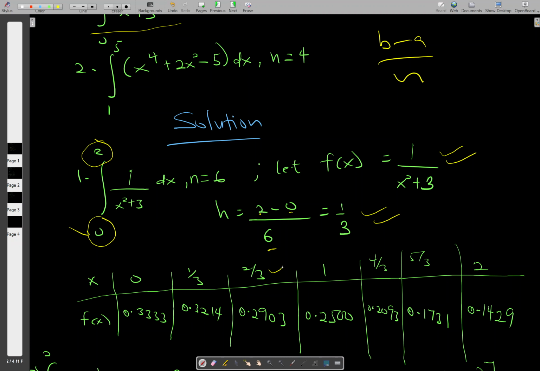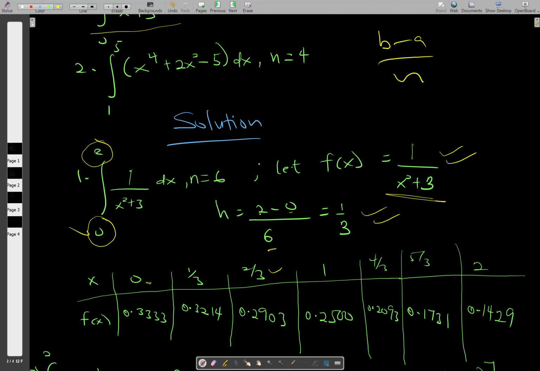0 up to 2, and the step size is what? 1 over 3. Okay, the step size is just like the width. Now let's find the corresponding f of x values. First of all, when x is equal to 0, we substitute 0 into this. That will be 1 over 0 squared plus 3. You get what? 1 over 3.